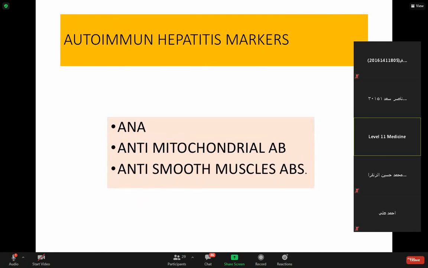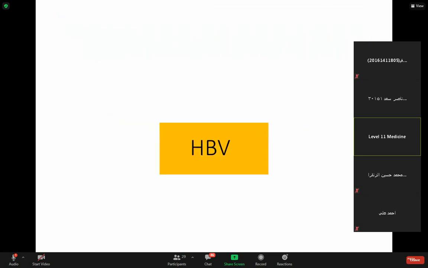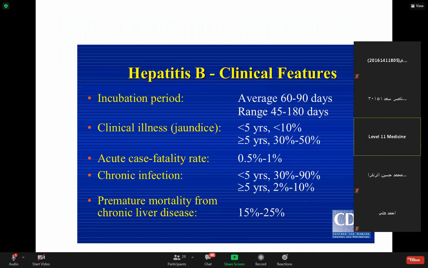Well, you have the ANA, which is a shared marker with lupus, as well as the anti-mitochondrial antibodies, as well as the anti-smooth muscle antibodies. Those are basically the markers for autoimmune hepatitis.